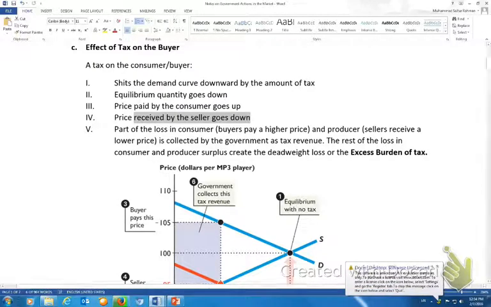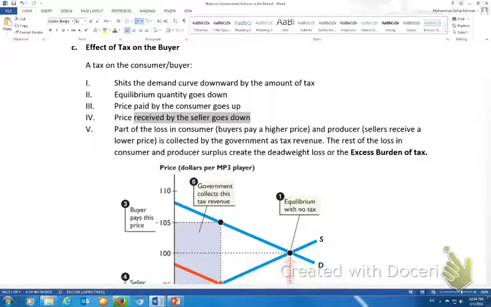Now, this is interesting because as a result of this tax, part of the loss in consumer surplus, which arises because our buyer ends up paying a higher price, and part of the loss of producer surplus, which results from the fact that our sellers receive a lower price and also probably sell less, is not lost entirely. Part of this loss of consumer surplus and producer surplus is appropriated by the government in the form of tax revenue.